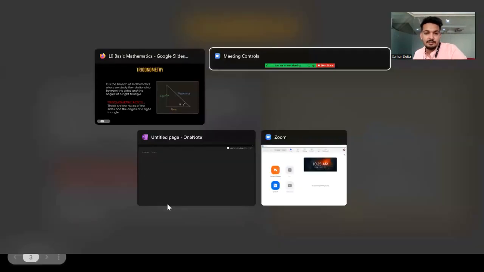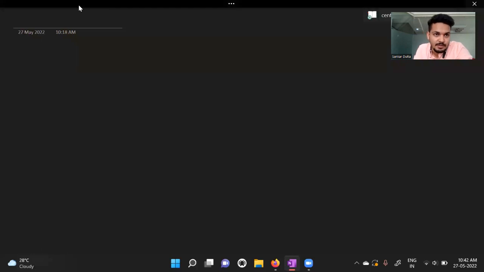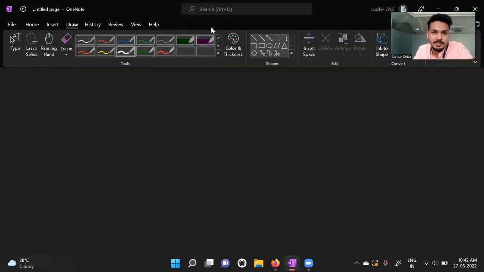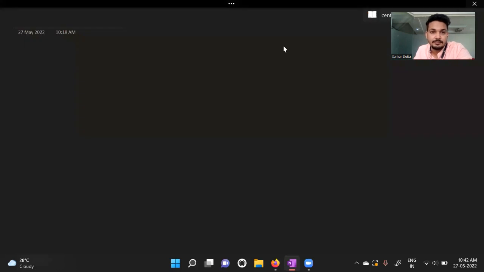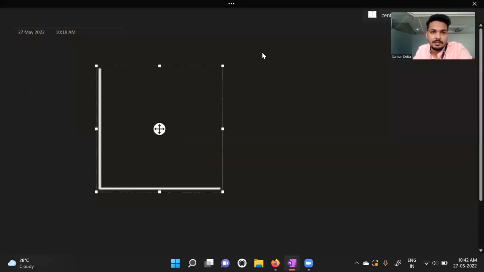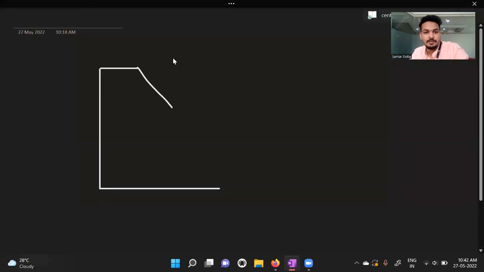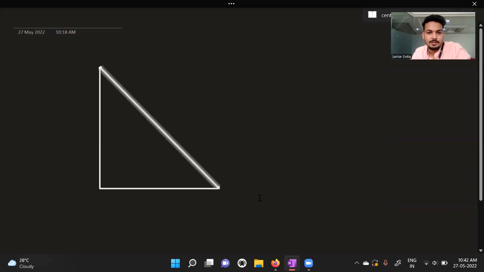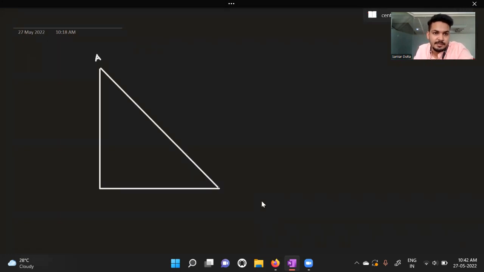If I make this on my blackboard and want to discuss this in detail, I'll make a triangle here. Awesome, so this is a right triangle. I'm going to name the vertices A, B, C. So angle B is going to be 90 degrees. The longest side opposite to the 90 degree angle has a name; it's called the hypotenuse.